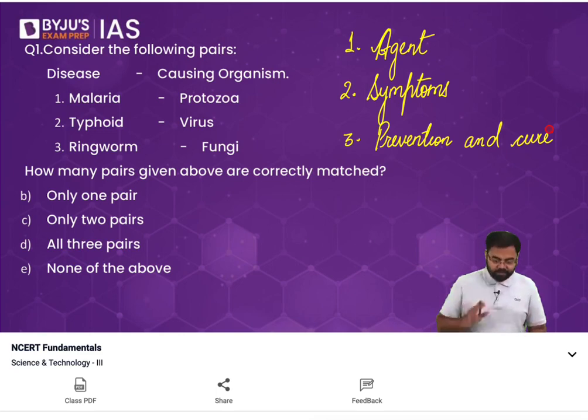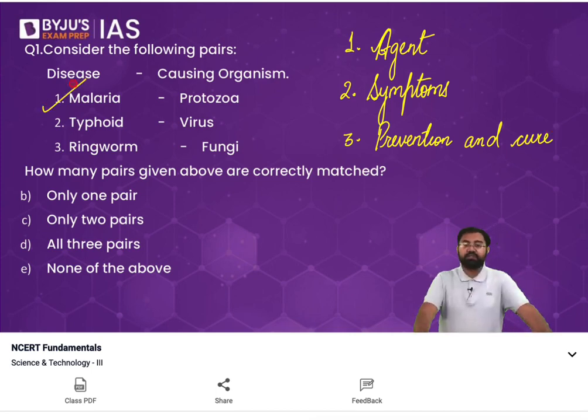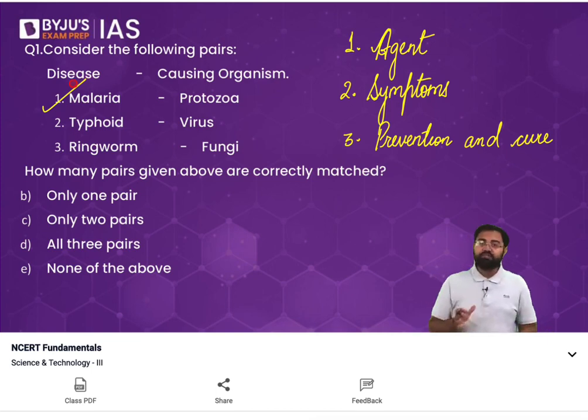So let's have a discussion on this now. The first one is malaria versus protozoa. Is this correct? This is absolutely correct. Malaria is caused by a protozoa. There is a kind of plasmodium which causes malaria. So this is perfectly correct.